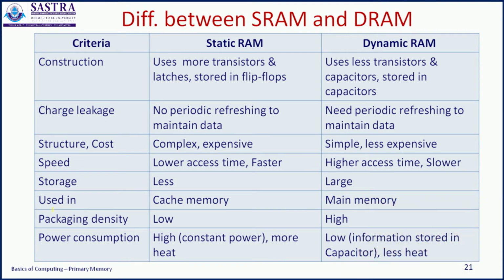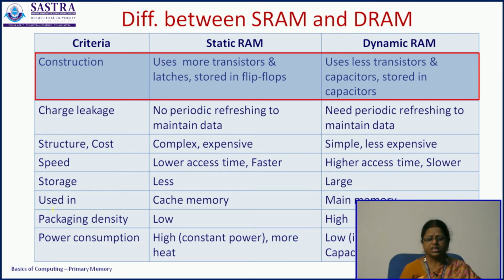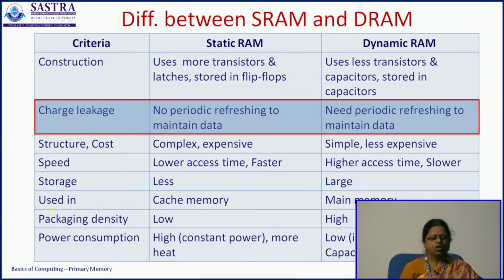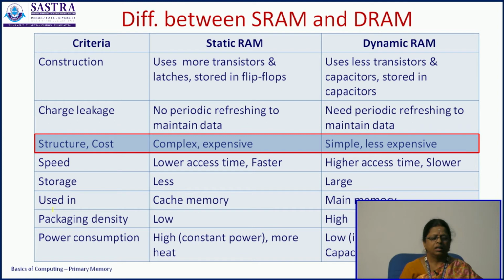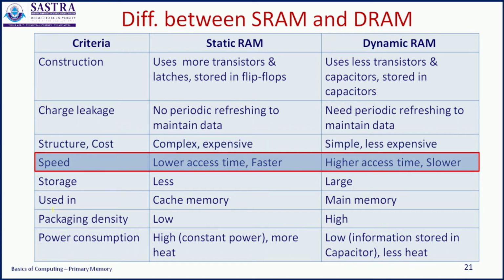Let us see the difference between SRAM and DRAM. SRAM uses more transistors and latches, and data is stored in flip-flops, whereas DRAM uses less transistors, in the sense it uses one transistor and a capacitor, and data is stored in capacitors. No periodic refreshing is needed to maintain the data in SRAM, whereas periodic refreshing is required in case of DRAM. Static RAMs are complex and expensive, whereas dynamic RAMs are simple and less expensive.